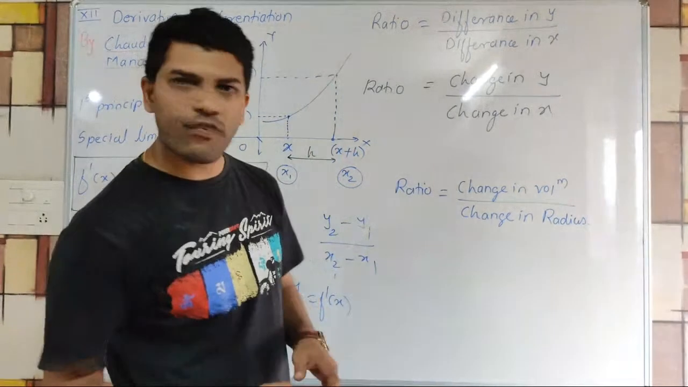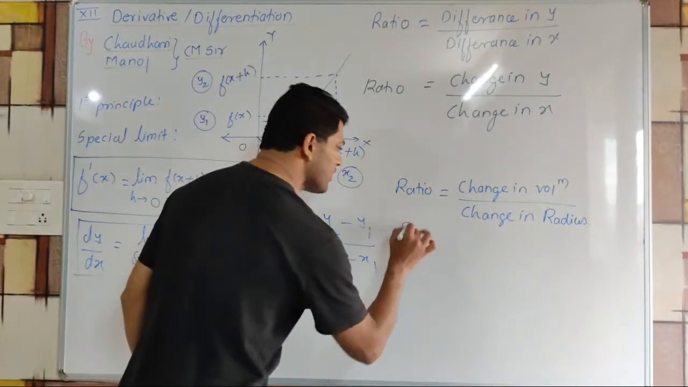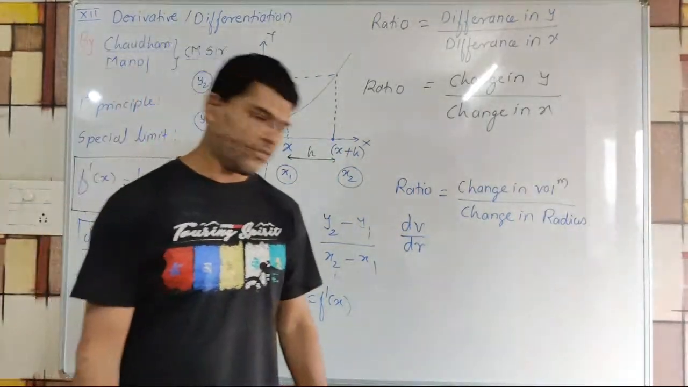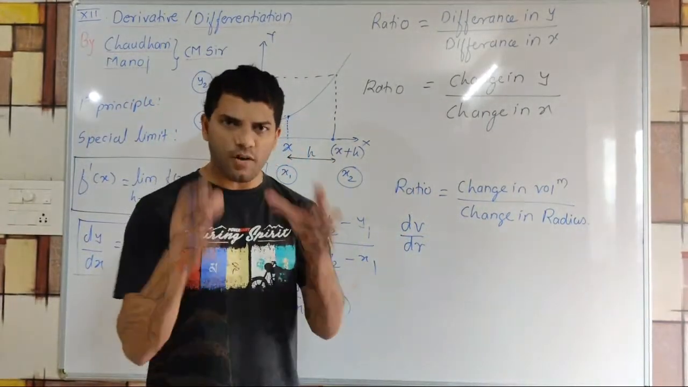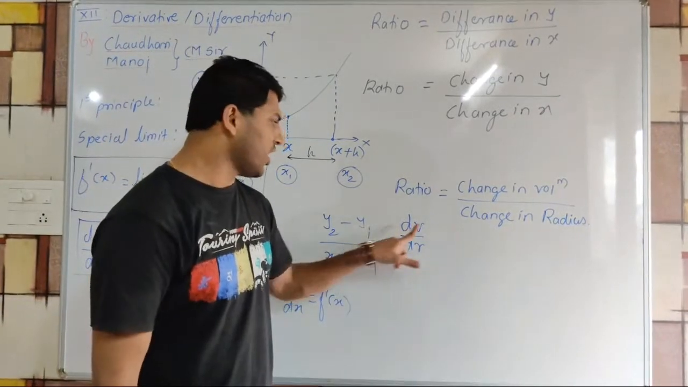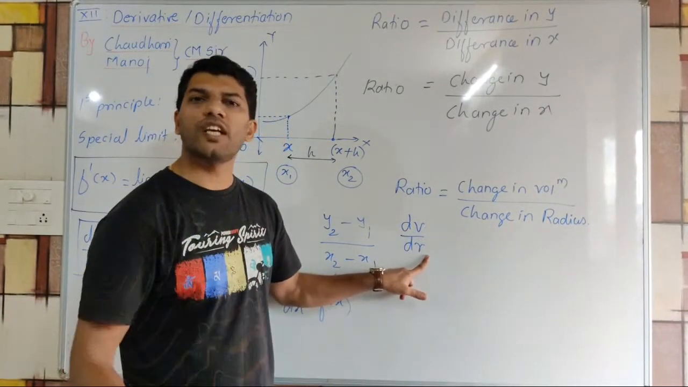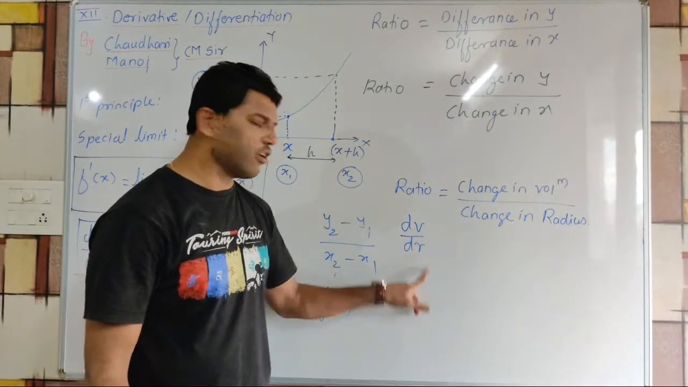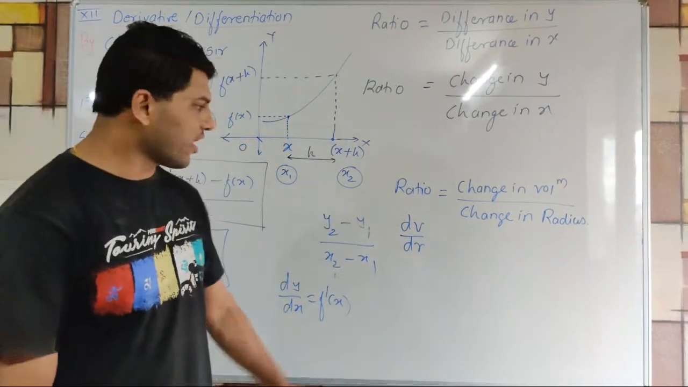How to write it in the form of the derivative, which is quite simple. This is the way that you have to write dV by dr. This is the symbolic presentation of that inflating balloon. What is this dV by dr? It's a change in volume with respect to change in radius. So it's actually a ratio of change in volume with respect to change in radius, right?